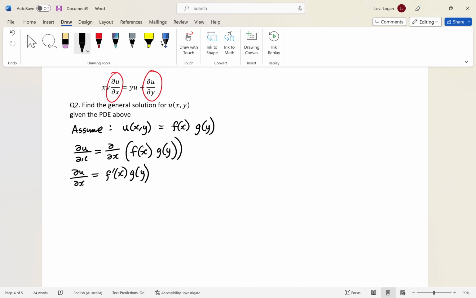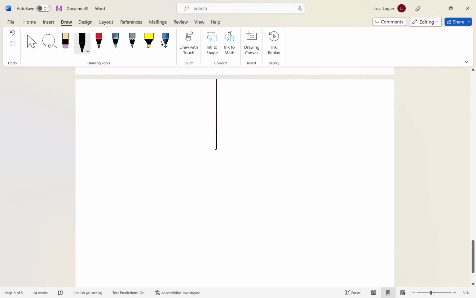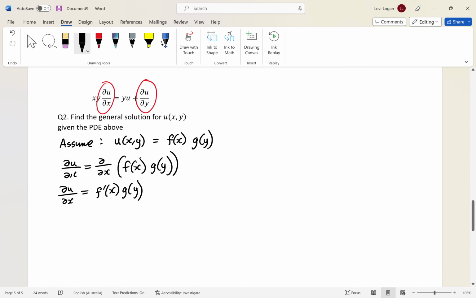Now we've got to find the partial derivative of u with respect to y. Oops, what the heck happened there? This computer is lagging. Too much hardcore math.